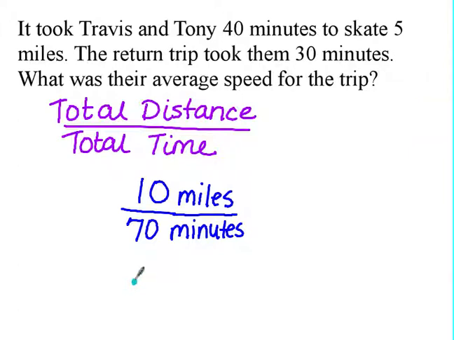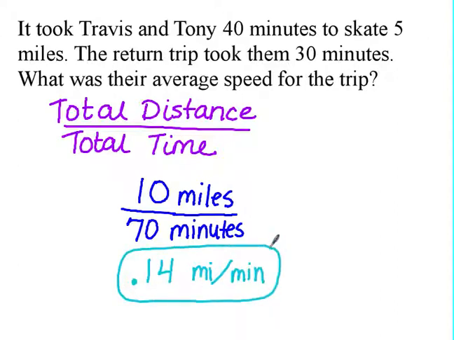10 divided by 70 should be 0.1. What'd you get? 0.1428. So what would that round to at 2 decimal places? 0.14. Now I need to come up with the label. That's why I had you write these things in blue, because the label is just going to be miles per what? Minute. Good.